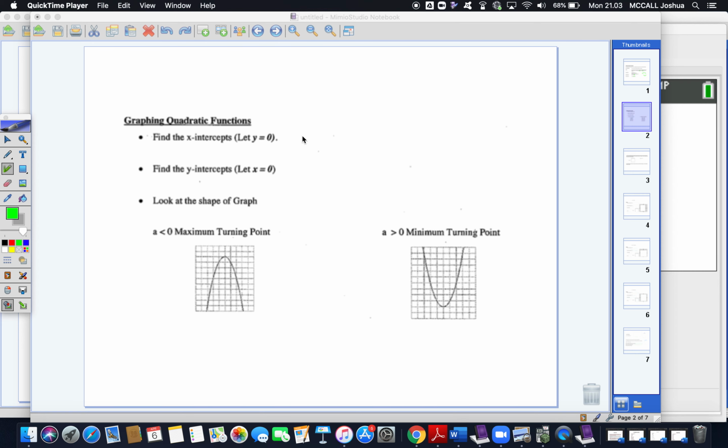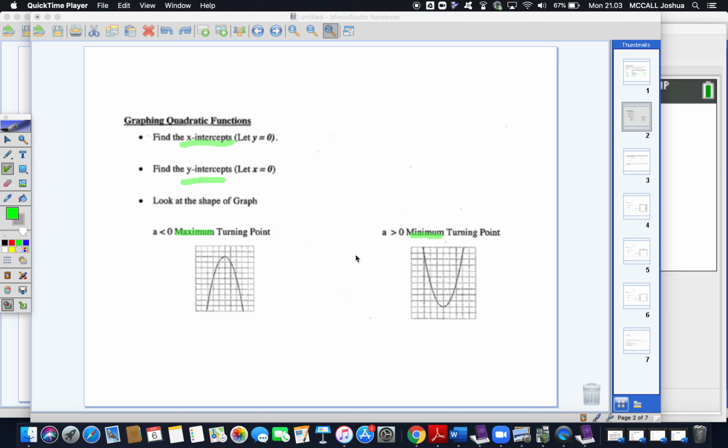Right, when we're doing this, it's going to be basically this format where first we're going to look to find the x-intercepts, and we do that by making y 0. Find the y-intercept, we do that by making x equal to 0. Then I'll take a look at the graph, see if it's opening down or opening up. If it's opening down, then we have a maximum value. If it's opening up, like this one, then we have a minimum value.